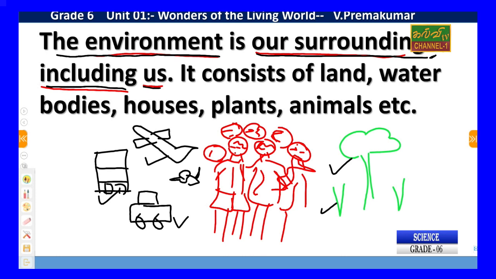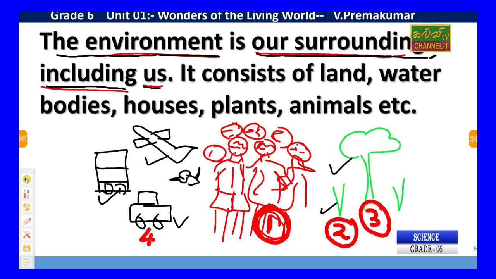Now you can understand the first point. Environment is our surroundings, including us. So what are the things in our environment? First is us, including one. I put this mark 1. What things are available? This 1 is available. Second, trees and grasses. Third, this one. Fourth, vehicles.